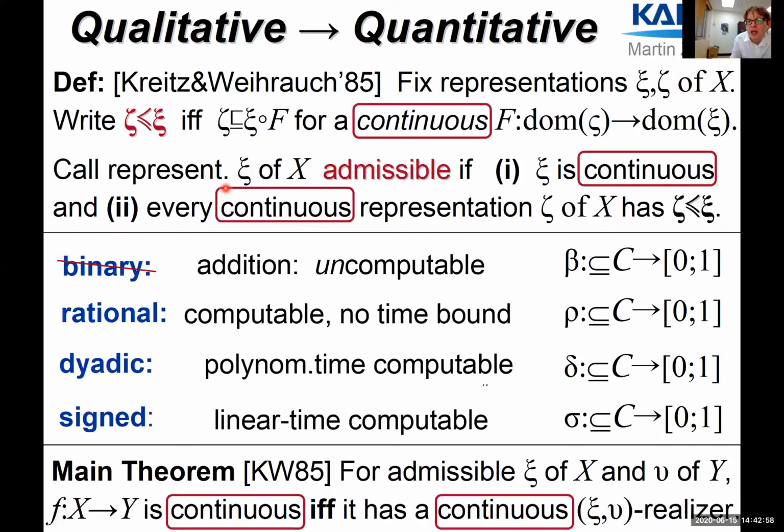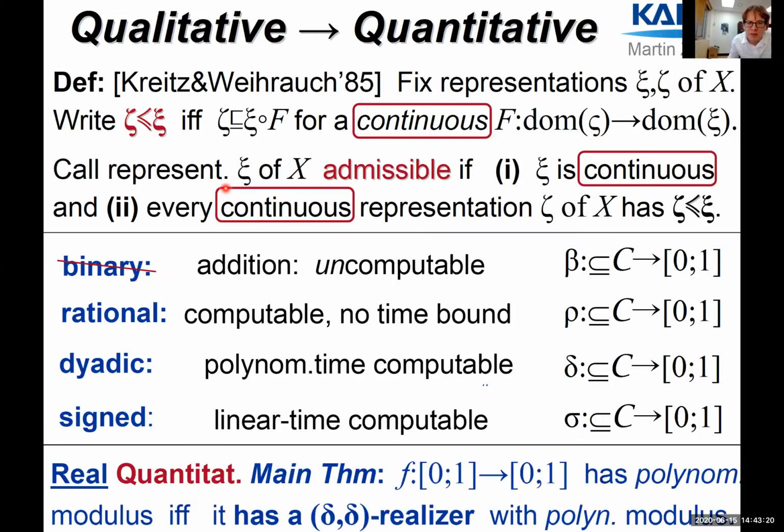And now we want to replace all these qualitative notions of continuity in the Kreitz-Weihrauch theory, in the definition of reduction, in the definition of admissibility, in the hypothesis and the conclusion of the main theorem, with quantitative strengthenings. So what we're aiming for is a quantitative version of the main theorem, and actually we are happy to present here two such quantitative versions, at least for the real case. One pertaining to the dyadic representation, which has been kind of hidden but arguably known, and one tightened one for the signed digit representation, which arguably is new.